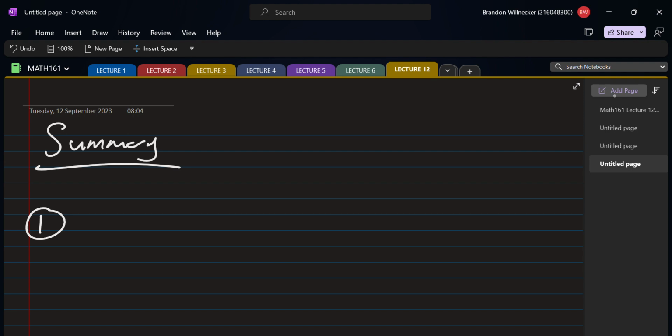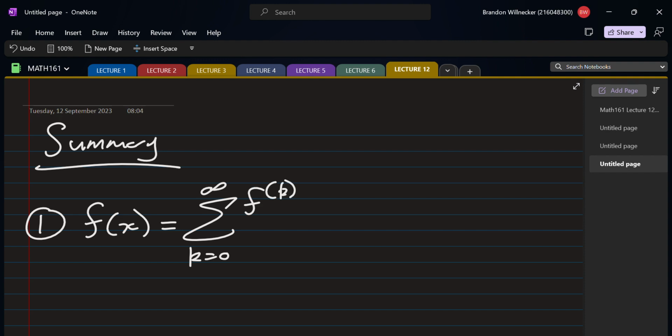So the first thing, the definition for the Taylor series. f of x is equal to the sum from k equals 0 to infinity, the kth derivative evaluated at 0 over k factorial, x to the k. So this is the Taylor series at x equals 0.